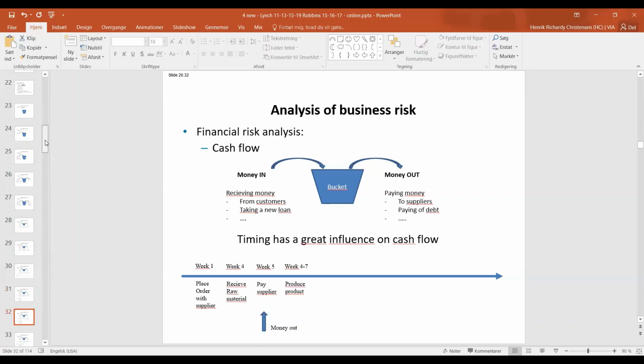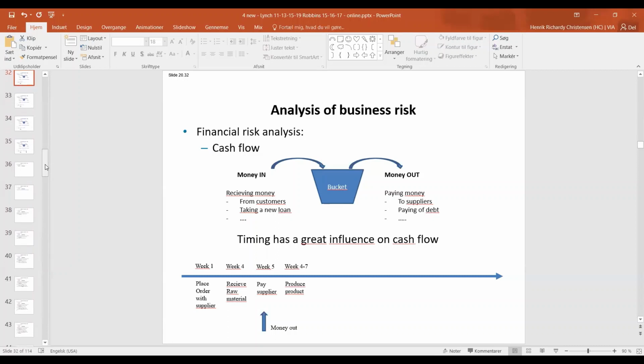Then in the next coming weeks, 4 to 7, we start to produce the product. So we have ordered, we have received, we have paid the supplier, and now we are producing our own product using the raw material from the supplier.